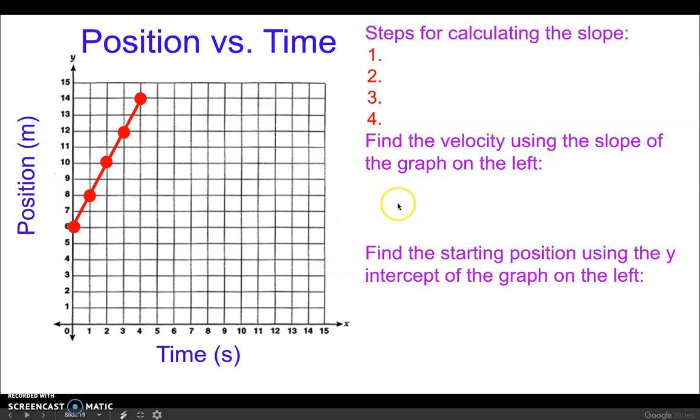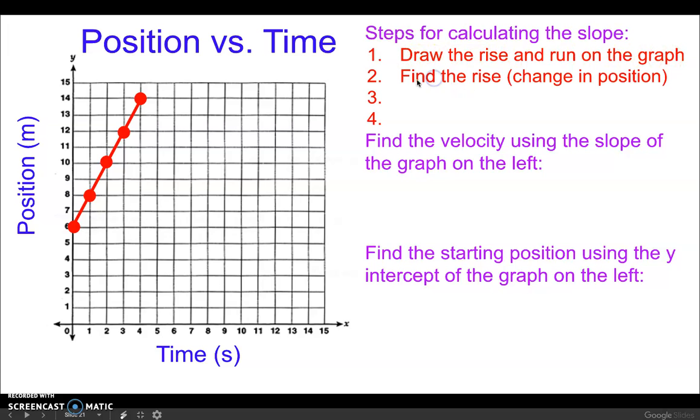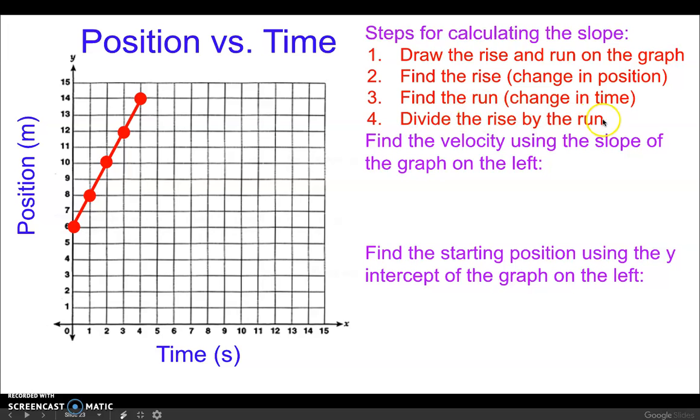Okay, so there's 4 steps for calculating slope. The first one is to draw the rise and the run on the graph. Second one is to find the rise, which is in the case of position versus time graphs, the rise is the change in position. Then you're going to find the run. How much does the time change? And lastly, you'll divide the rise by the run.